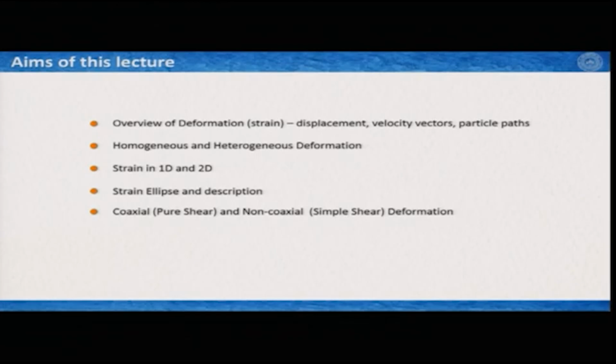We will have some basic understandings on homogeneous and heterogeneous deformation. We have learnt it before, but we will learn it in a different way today. Then we will look at strain in 1 dimension and 2 dimension. We will look at strain ellipse and its descriptions. And finally, we will conclude this lecture with coaxial or pure shear and non-coaxial or simple shear deformation.